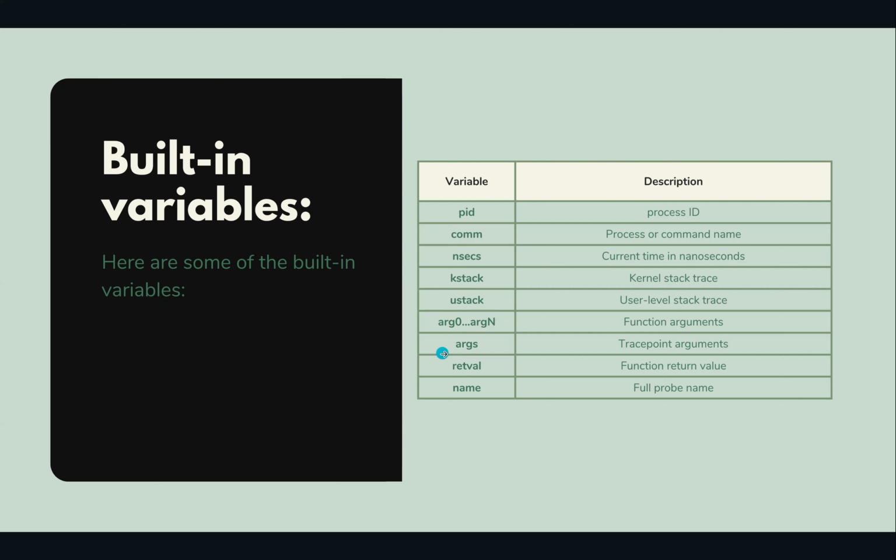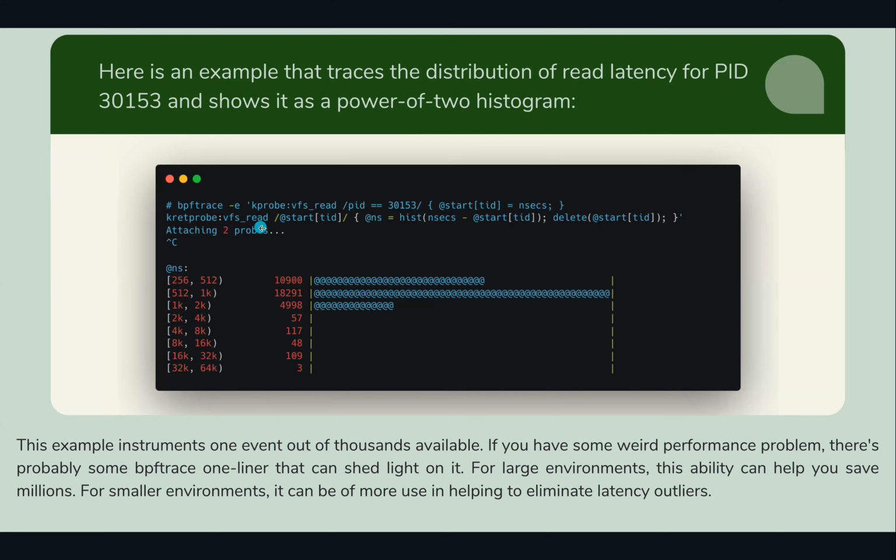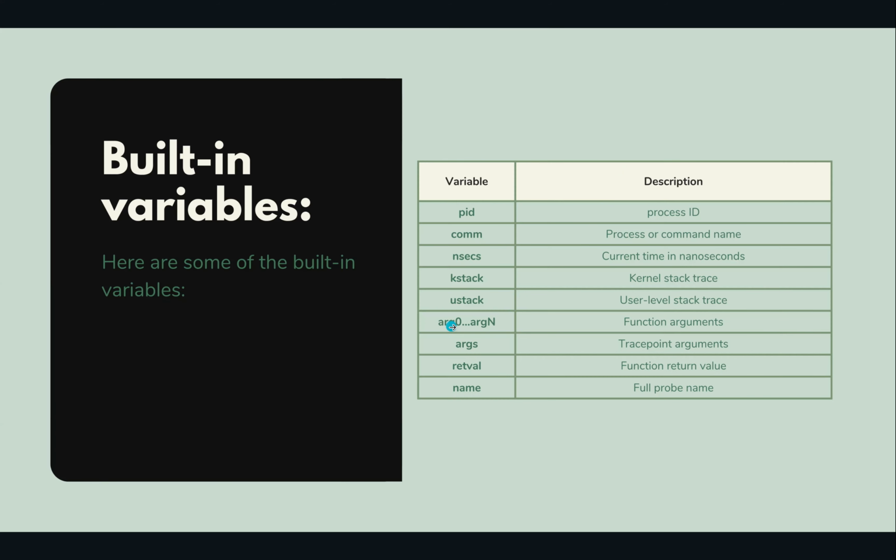And there are args for the tracepoints, and the function return values will be called retval. So if the function returns a value, we'll use retval to get the specific function value, and we'll use name to get the probe's name from there.